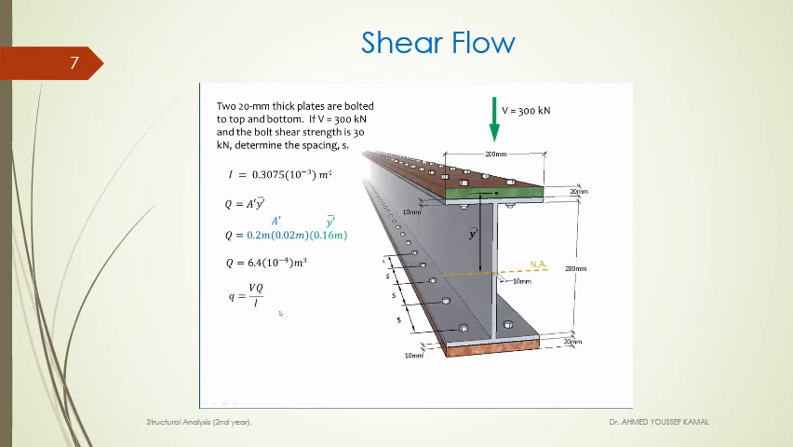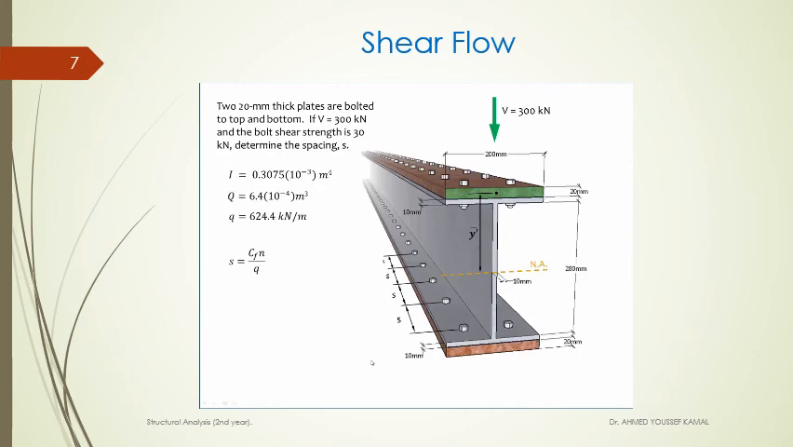Now we can calculate the shear flow that is occurring right at this joint between the plate and the top flange of the I. Shear flow is equal to our internal resultant force, 300 kilonewtons, times our value for Q, divided by our value for moment of inertia. And we get a value of 624.4 kilonewtons per meter. What that means is for 1 meter of length in the longitudinal direction, we will accumulate 624.4 kilonewtons of force. And these bolts then must resist that force.